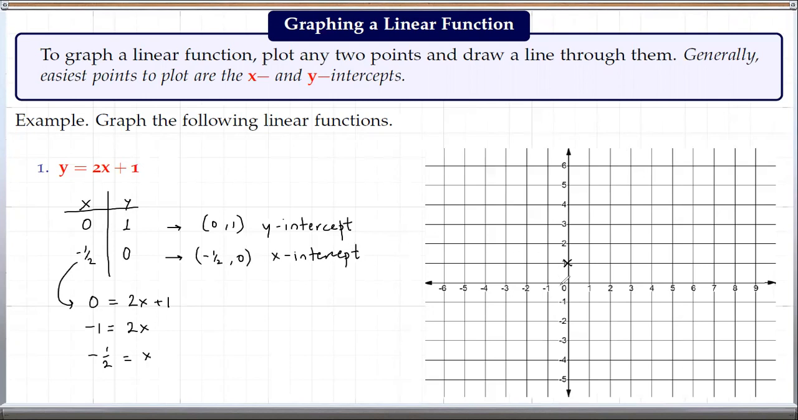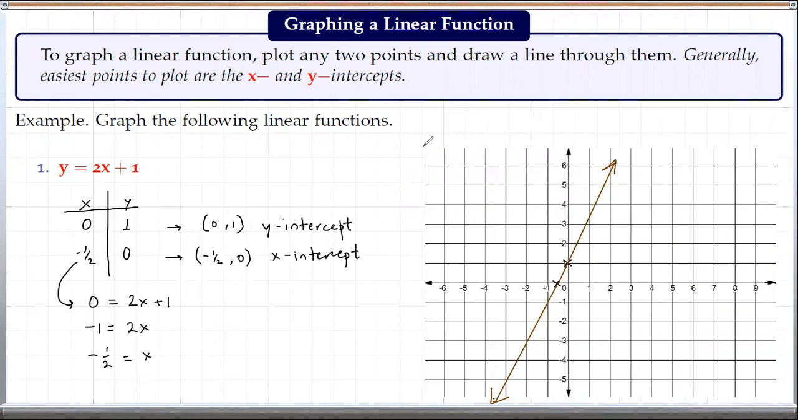All right, so that means the graph must go through this point here. Negative 1/2, 0 is somewhere over here. So again, once we have these 2 points, we can quickly graph the function. It must go through those 2 points and it must extend on both sides. So this is how the graph should look like, going through those 2 points and extending indefinitely.